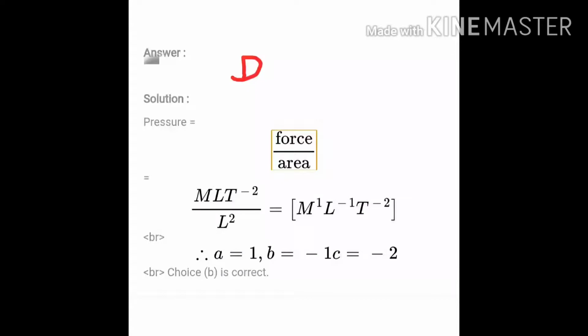The answer for question number 38 is option D, because the first 3 options A, B and C will not be suitable if we substitute the values of A, B and C. So the suitable value will be D. So what we are getting, pressure is equal to force by area, MLT power minus 2 by L square. So you are getting M power 1, L power minus 1, T power minus 2. That means A is equal to 1, B is equal to minus 1, C is equal to minus 2. So the option D is the correct answer.